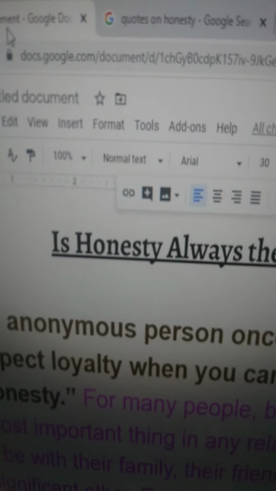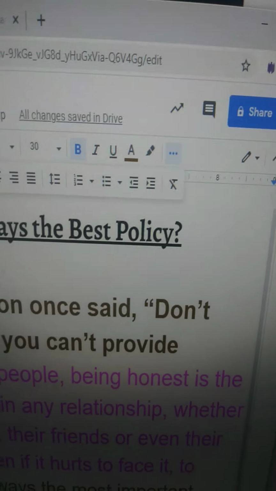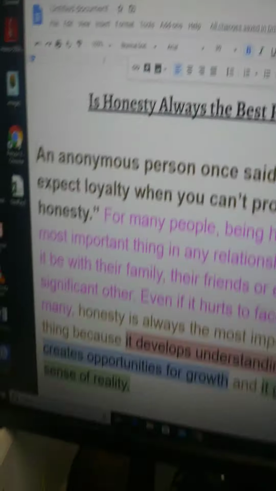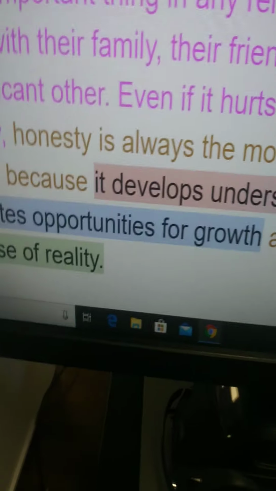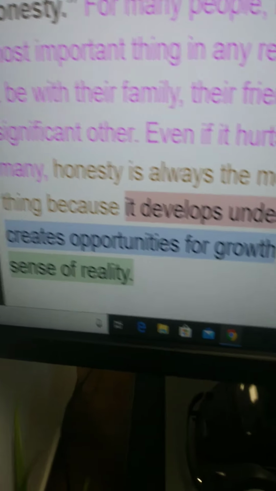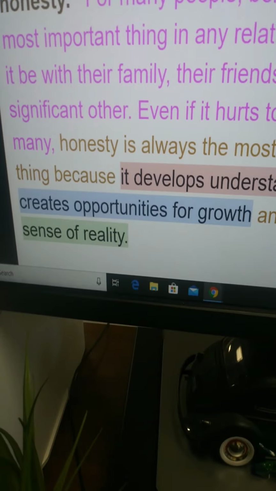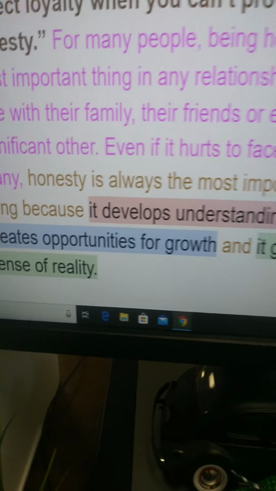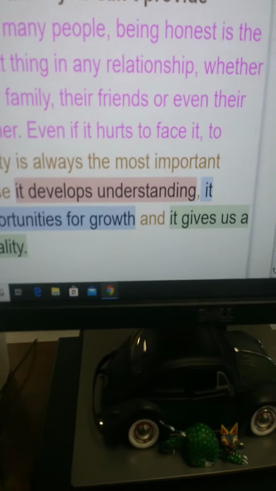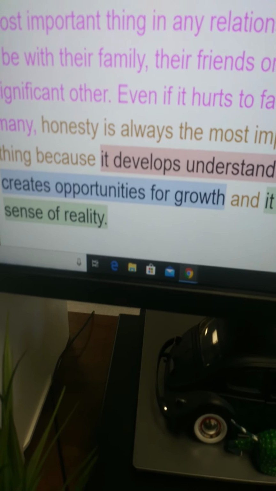So for example, if the question was, is honesty always the best policy? What you want to do is you want to answer that question first. So this would be your thesis, this brown part right here. Honesty is always the most important thing because, and then you tell us why. It develops understanding, it creates opportunities for growth, and it gives us a sense of reality.